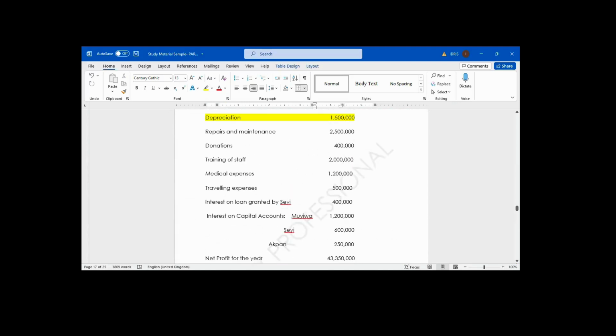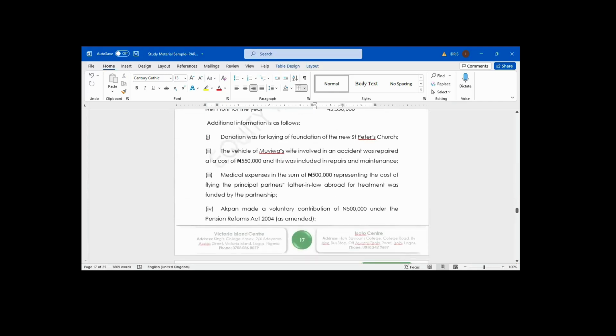After repair and maintenance, donation, allow or disallow? Depending on the additional information, let's see whether we should allow it. Additional information: donation for New St. Peter Church. It's a Catholic church. It's for religion, not for politics. It's supposed to be allowed.